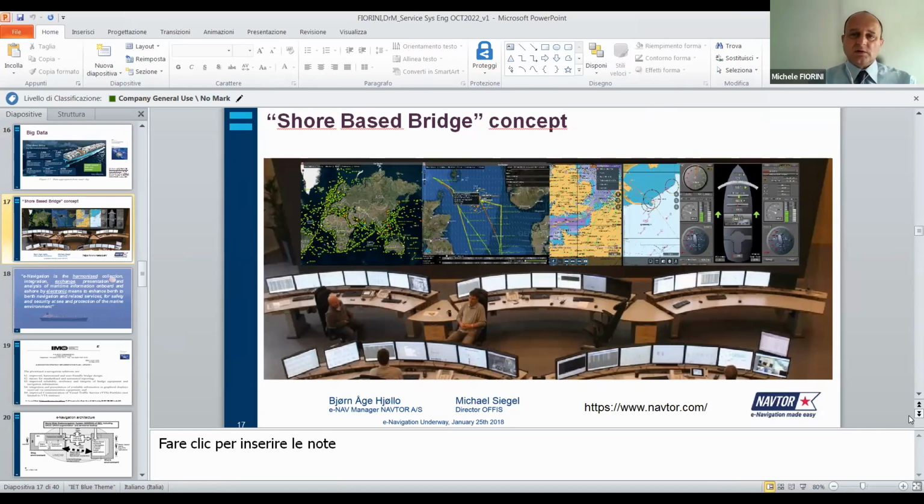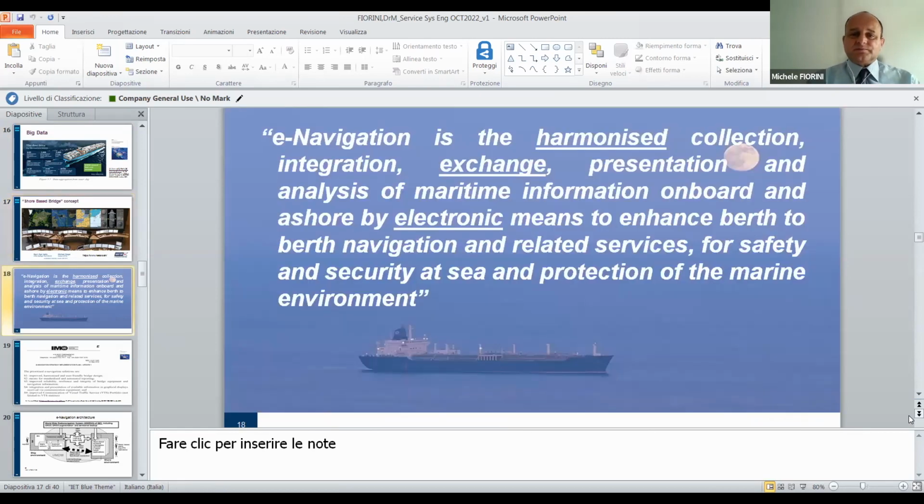At least you will receive all the information about the equipment, all the data that are collected from the ships, which are then analyzed on the shore side. For that reason, the International Maritime Organization formulated the concept of e-navigation, which is now on the screen.